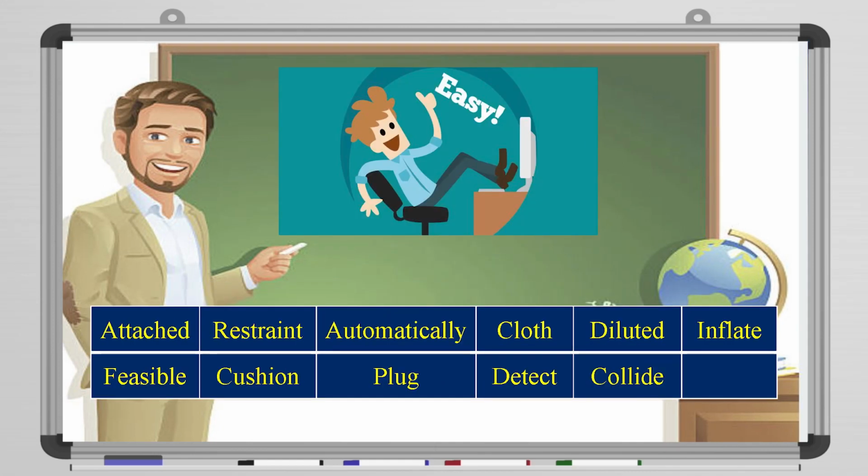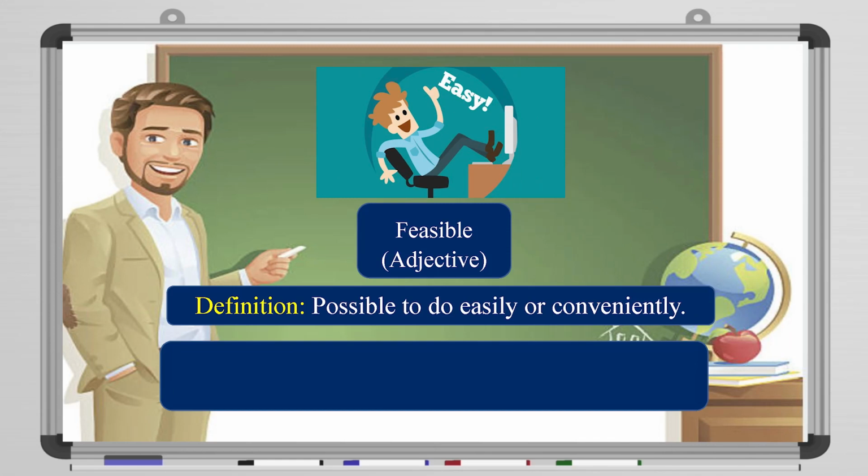Next, easy. Something so easy. It happens. I can do it. I can manage to do it. It's easy. It's feasible. It's possible to do something easily or conveniently. That's the definition here. The possible to do easily or conveniently.